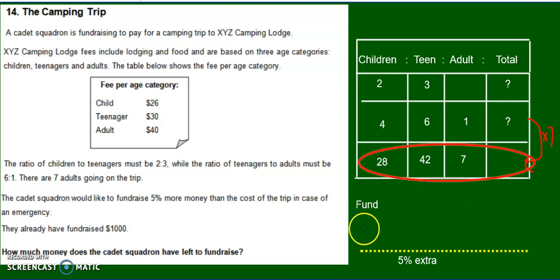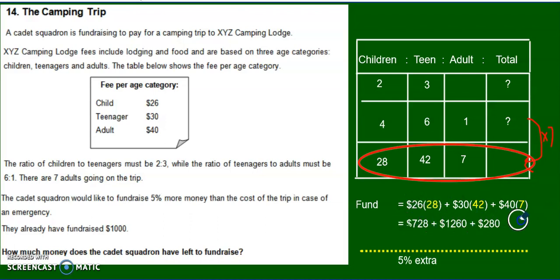Okay, so let's see how much we get here. It's 28 children times $26, and $30 for every teenager, that's 30 times 42, and 7 adults at $40 each. Multiply all that out, and there's our total. We get $2,268. Okay, and now we have to add 5%.